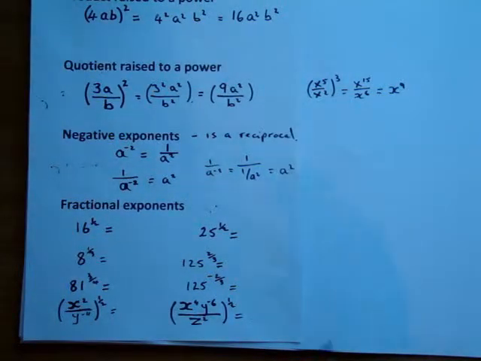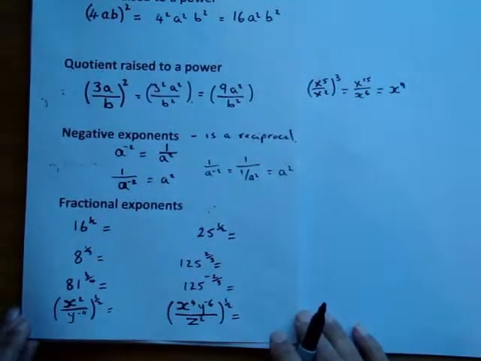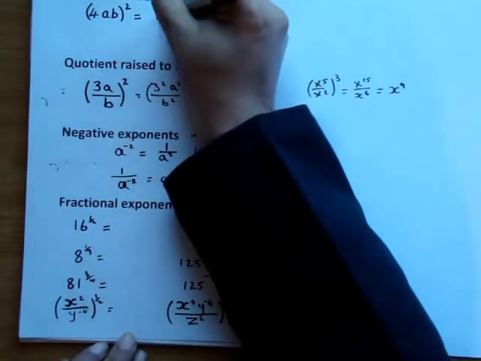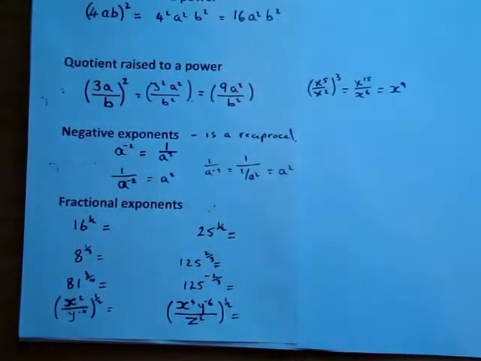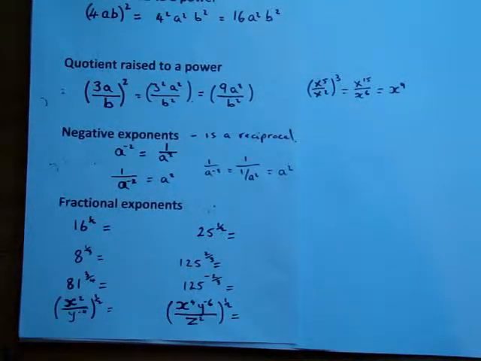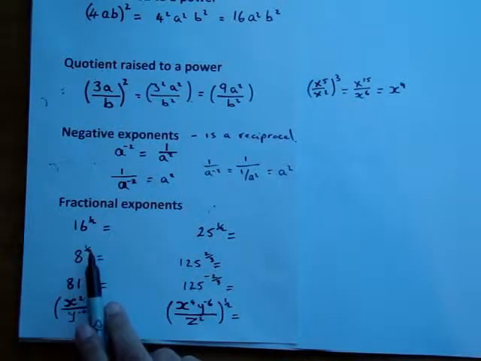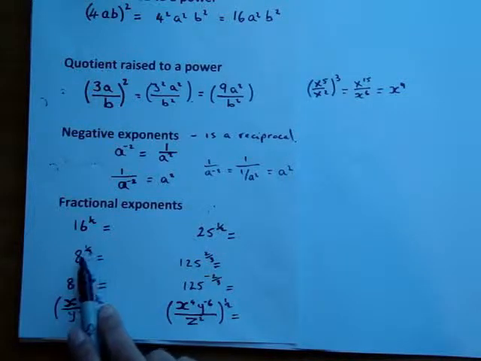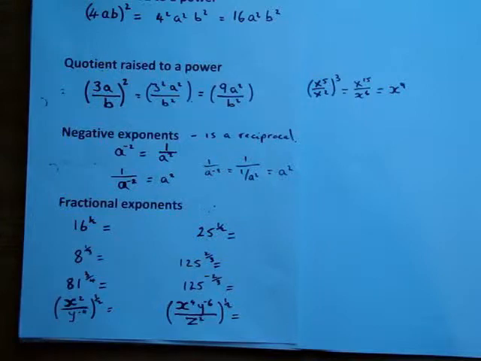Let's go over fractional exponents, which are quite important, and a lot of people misunderstand fractional exponents. You have to learn these. If it's a half, that's the square root. If the fractional exponent is a third, that's the cube root. Similarly, if it was 1 over 4, 8 to the quarter, that would be the fourth root.